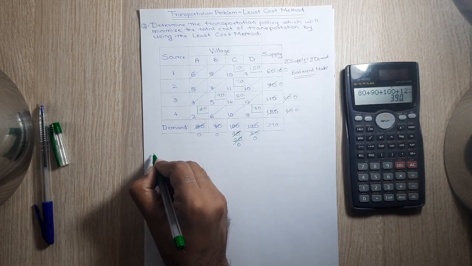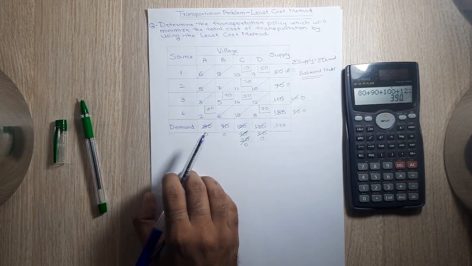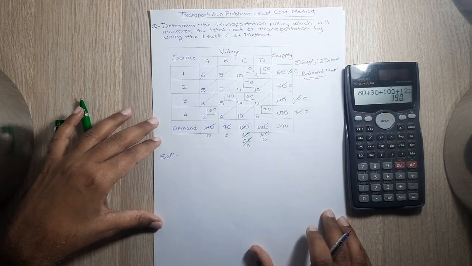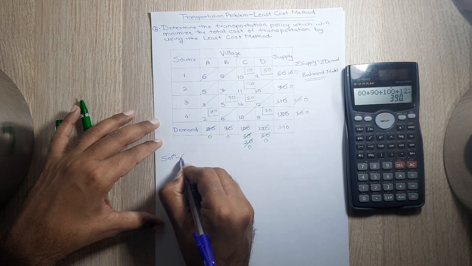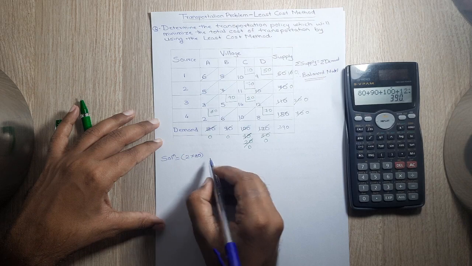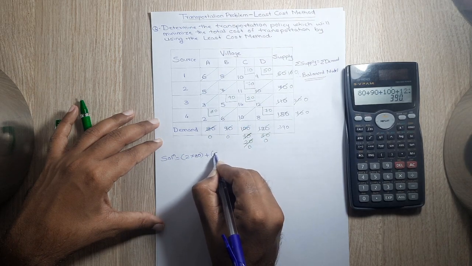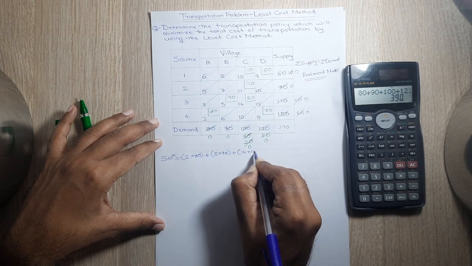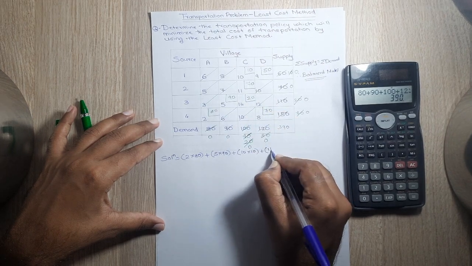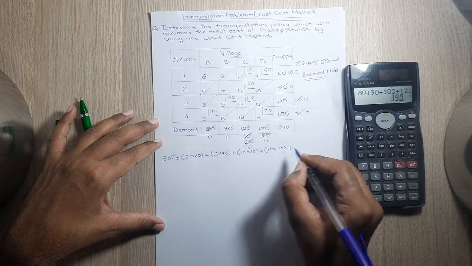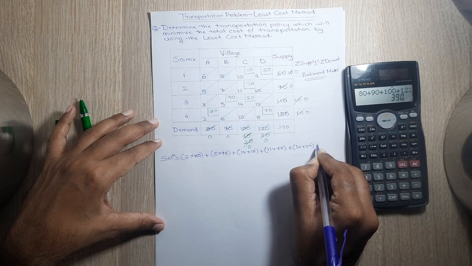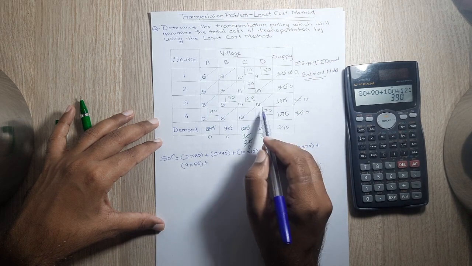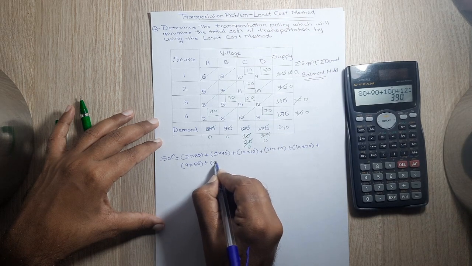The steps are same as the previous problem. Now we'll start looking for the allocated cells. This one 2 into 80, plus 5 into 90, plus 10 into 10, plus 11 into 70, plus 14 into 20, plus 9 into 50, plus 8 into 70.